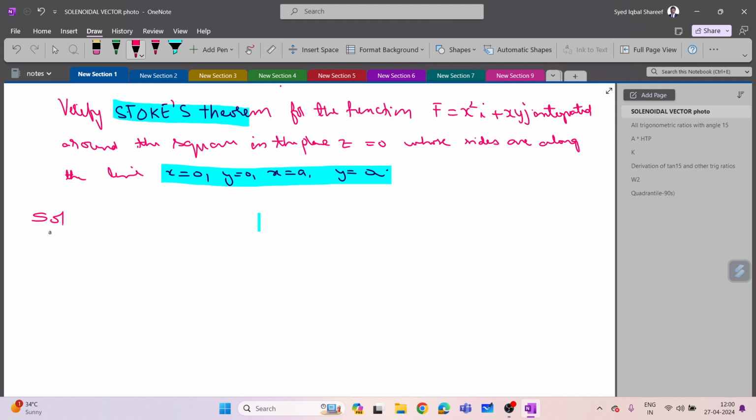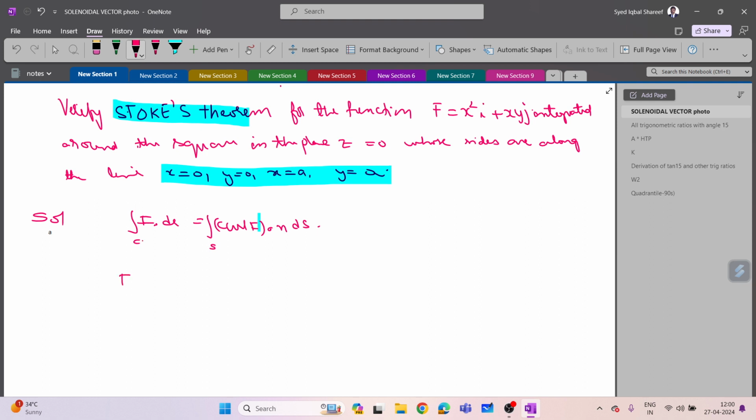Stokes' theorem says the line integral taken over the curve, ∮ F·dr, equals the integration taken over the surface of curl F dot n dS. This is the formula. So we will go one by one, the line integral and then the surface integral.